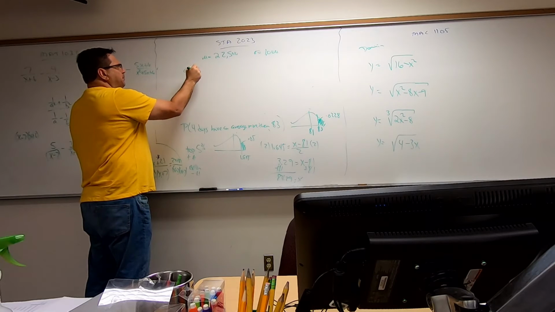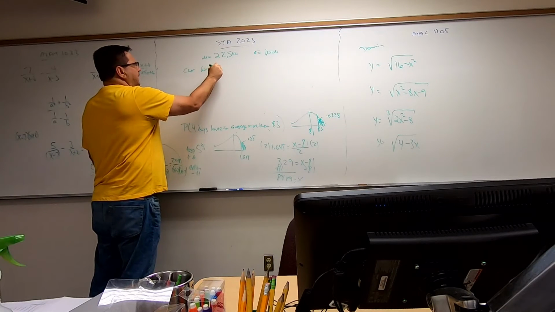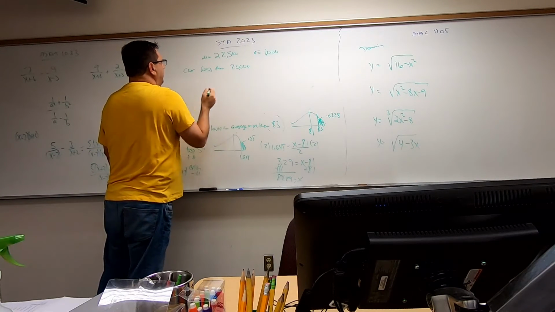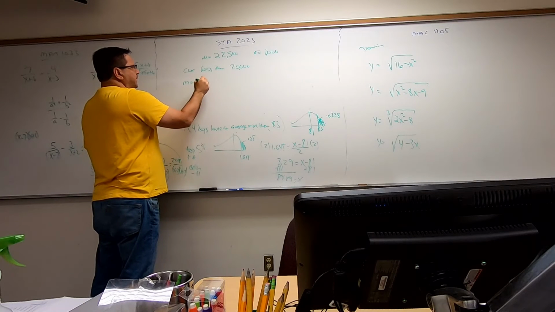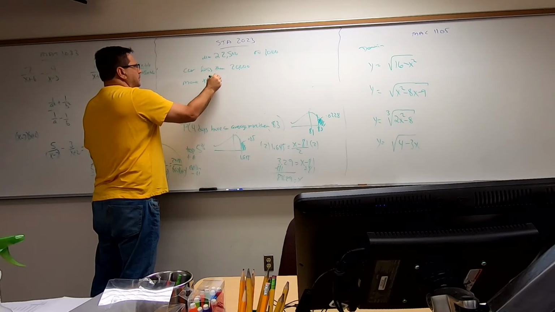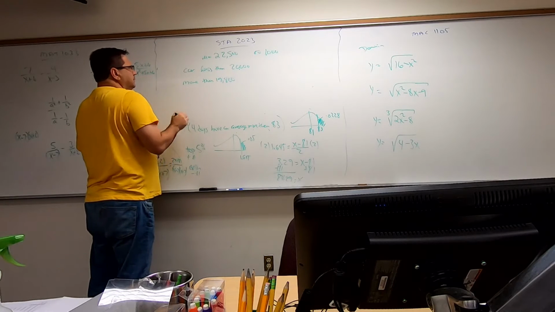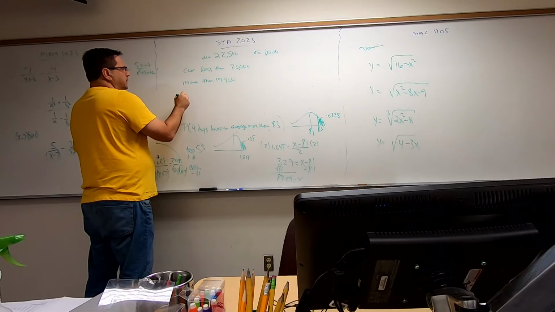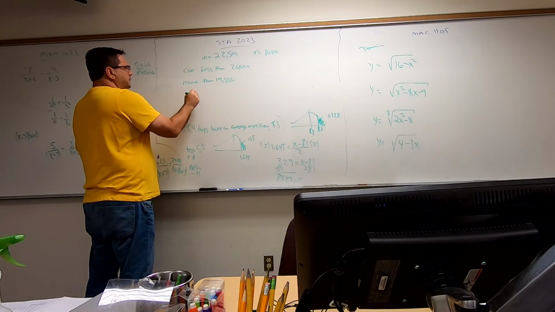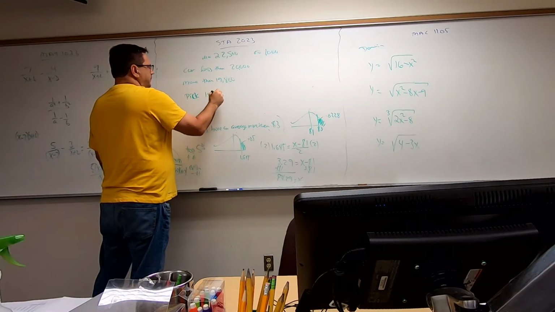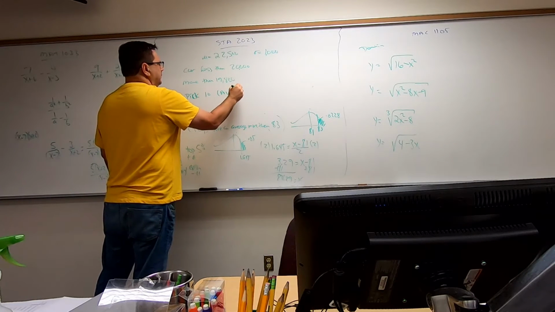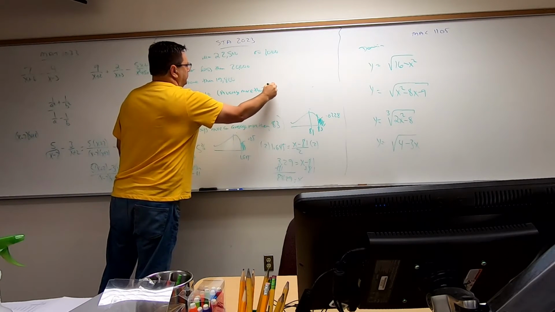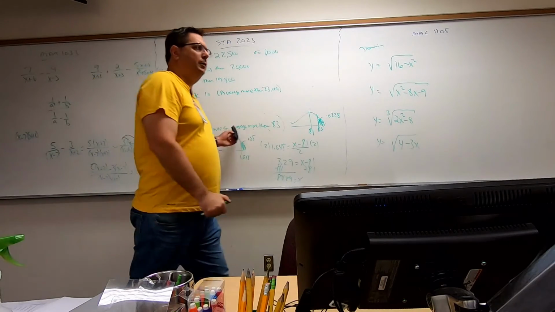Let's find the probability a car costs less than 20,000. Let's say more than 19,800. Let's pick 10. Find the probability the average is more than 23,000. All right, try those.